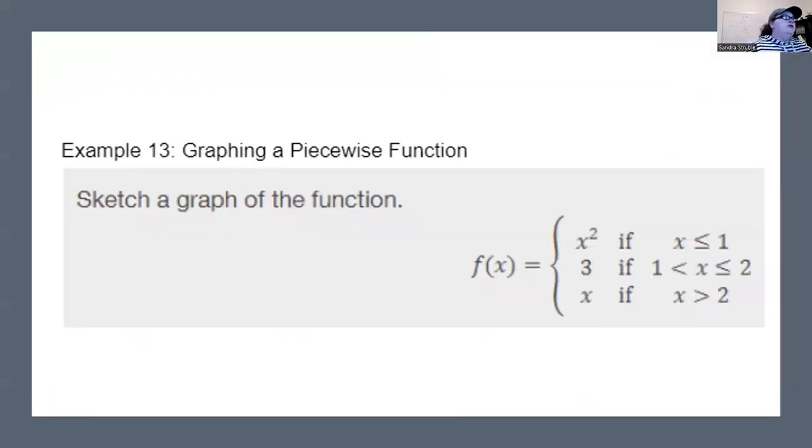Okay, good. We're going to graph another one. This one will be a much better drawing. It says graphing a piecewise function: sketch a graph of the function. So we need a parabola, an x squared, it's quadratic, for x less than or equal to 1. Then we're going to have to draw a line, y equals 3, between 1, not including, and 2, including. And then we're going to draw another line, y equals x, for x greater than 2.